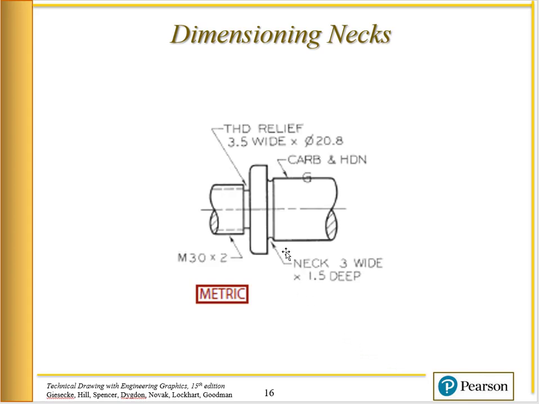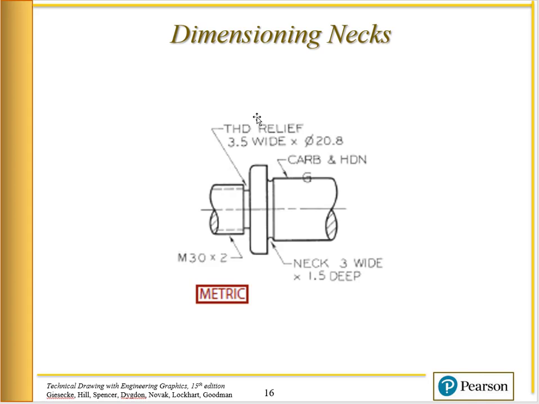Okay, so in this case, we have a neck. And with this neck, we're actually relieving this down here, such that if I put a mating part over top of it, it wouldn't interfere with that transition radius. And it also allows me to grind this surface nice and flush without having to worry about what's in this area. So it helps manufacturing. This is a neck, and it's sometimes called an undercut.